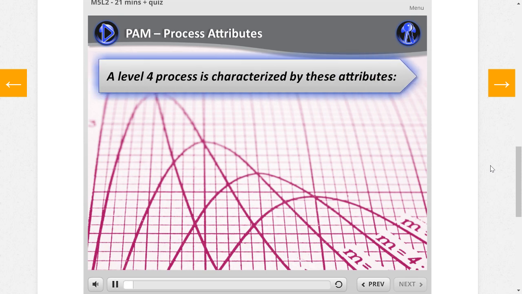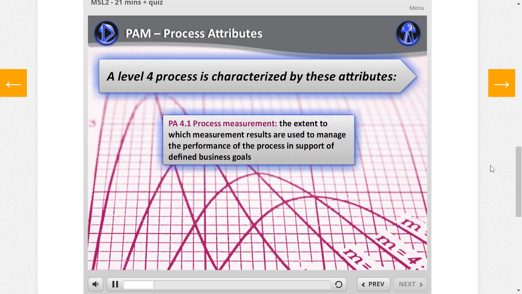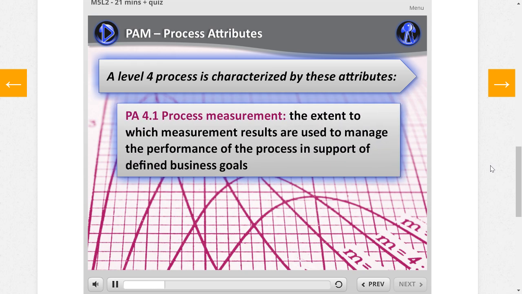A Level 4 process is characterized by these two process attributes. PA 4.1 Process Measurement. A measure of the extent to which measurement results are used to ensure that performance of the process supports the achievement of relevant process performance objectives in support of defined business goals. Measures may be either process measures or product measures or both.